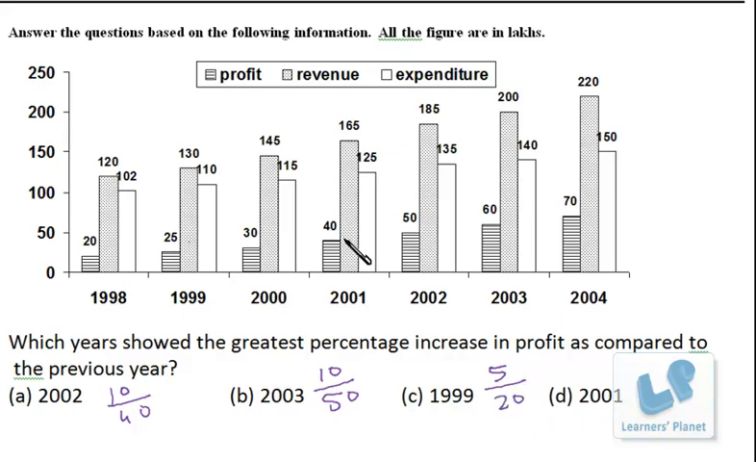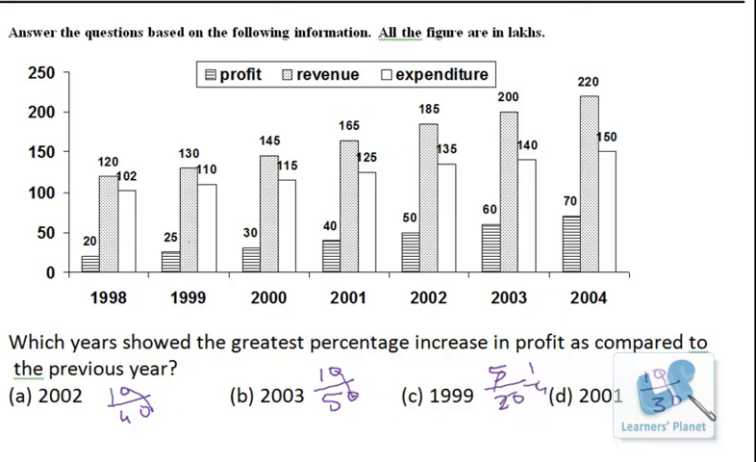In 2001, the increase is from 30 to 40. That increase is 10, and the 10 increase is on 30. So we have to find out the greatest percentage increase. Now that means we have to find out the greatest fraction among all these. So it's 1 by 4, it's 1 by 5, it's 1 by 4, and it's 1 by 3.